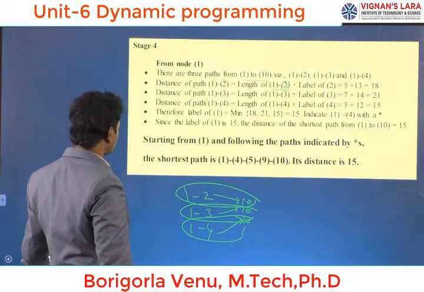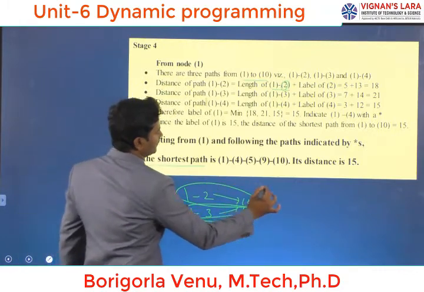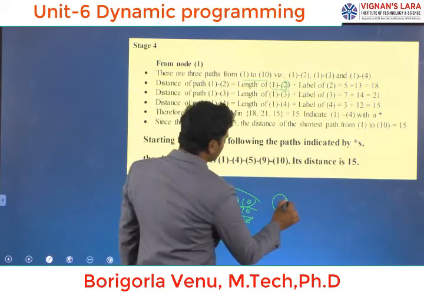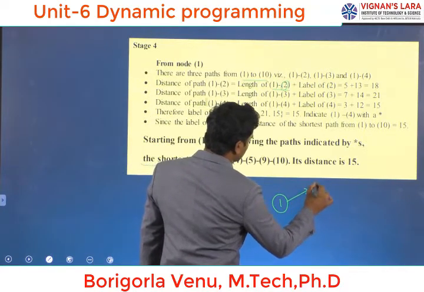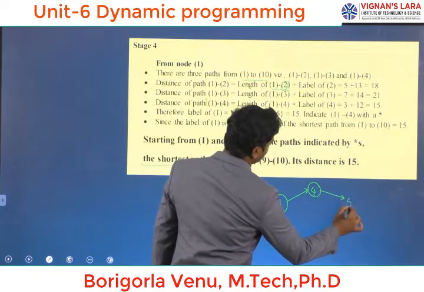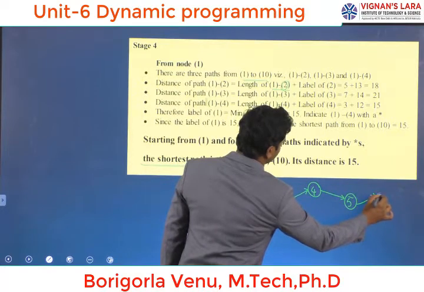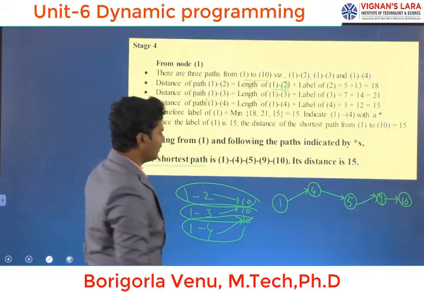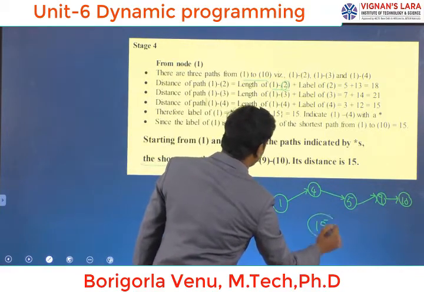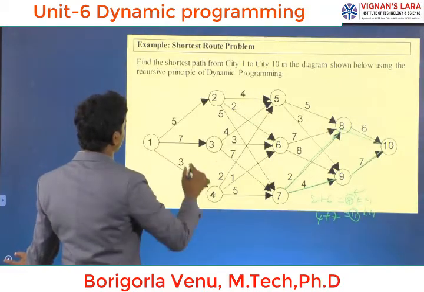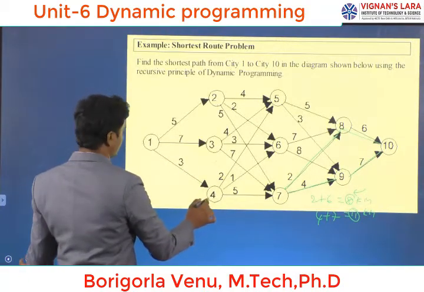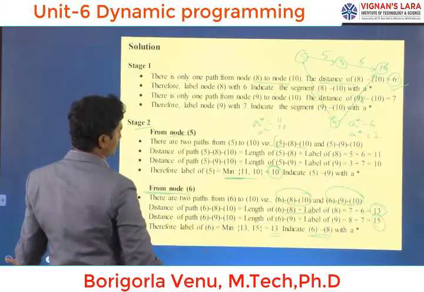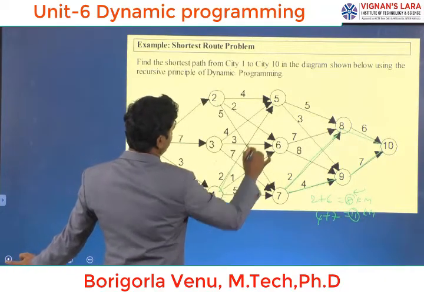Like that, the shortest path is: the salesman or the customer started at the first station and he reached the 4th station. After that he visited the 5th station. After that he visits the 9th station. After that he reaches the destination 10. Here the value is 15. How do we get this 15? 1 to 4. Initially we have 1 to 4. 1 to 4 is 3. Next 4 to 5. Here 4 to 5 is 7.